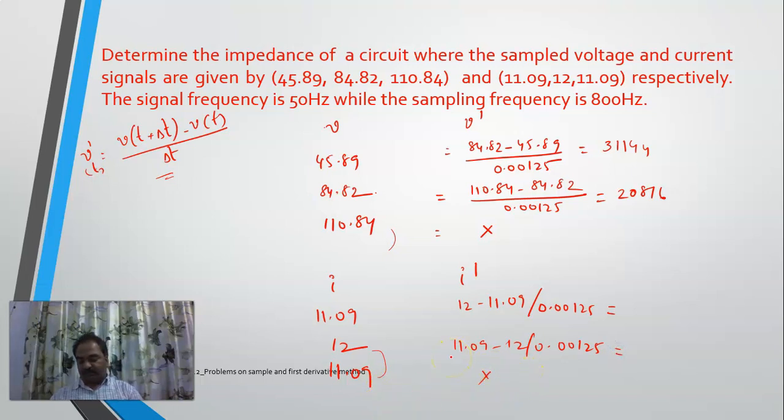So if I get this value, it is 728 and it is minus 728. So this is the way how we determine the v dash and also I dash.